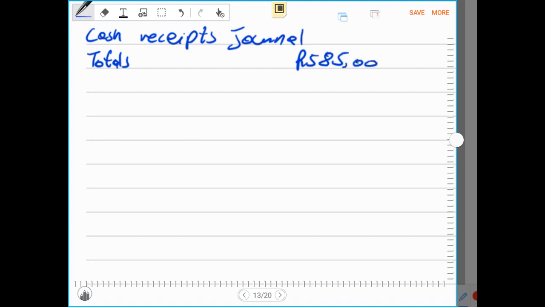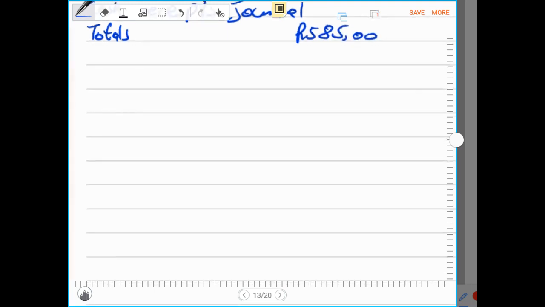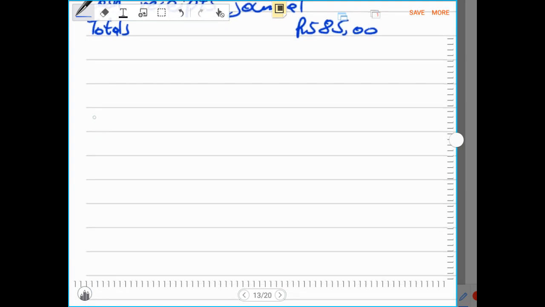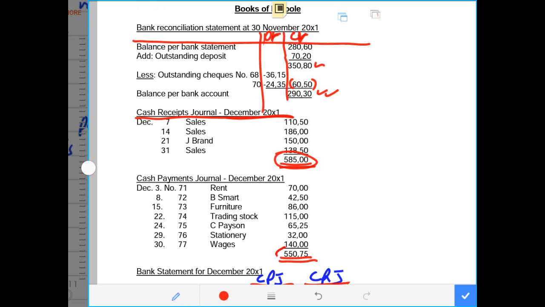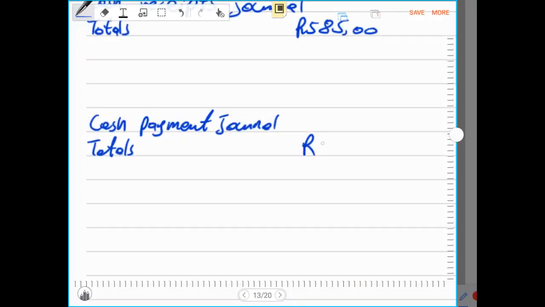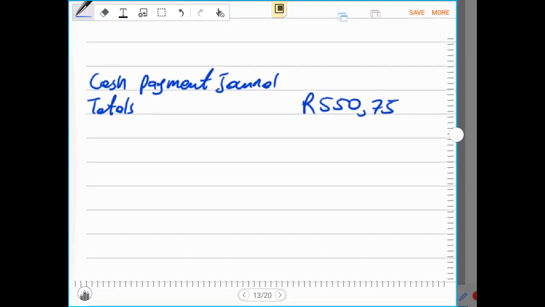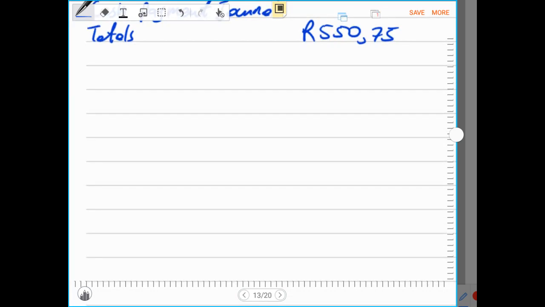There were no cents, it was 00. So we might leave 1, 2, or 3 lines. Then after, we start with the cash payment journal. Then after, we also check how much the total was before the adjustments were done. So now in the cash payment journal, we are given the total of 550 rand 75 cents. That is our total.